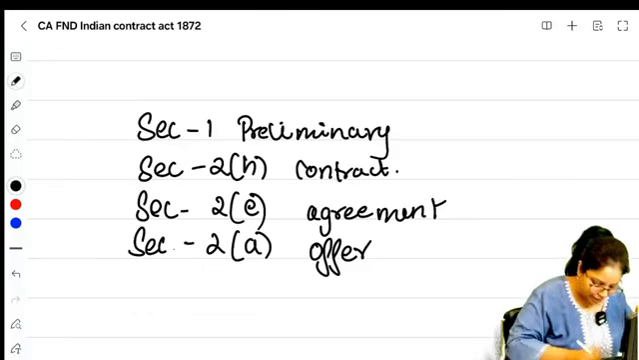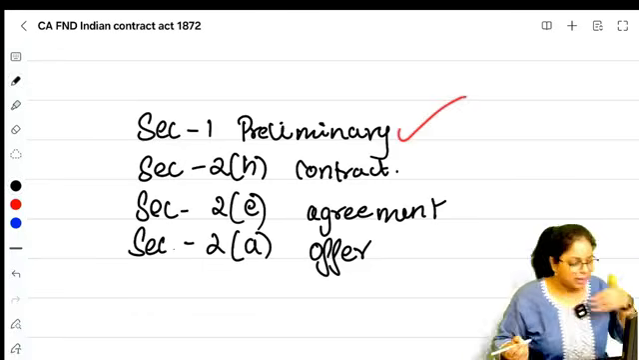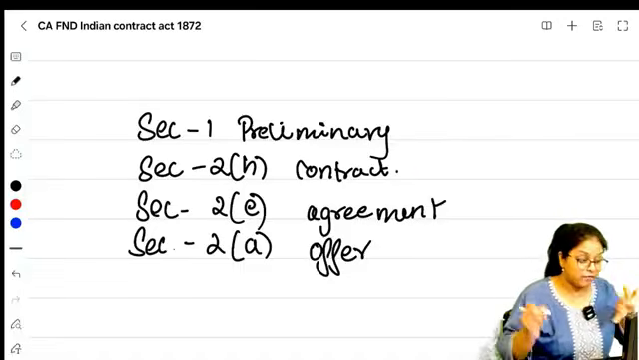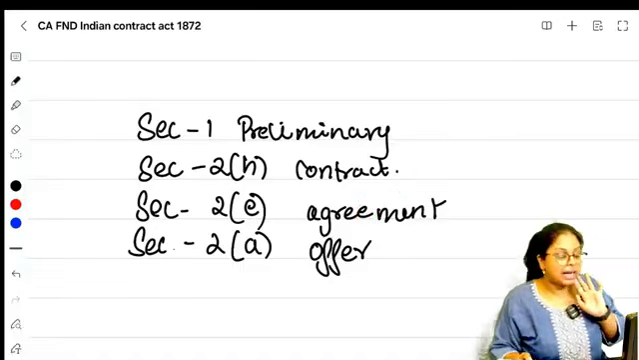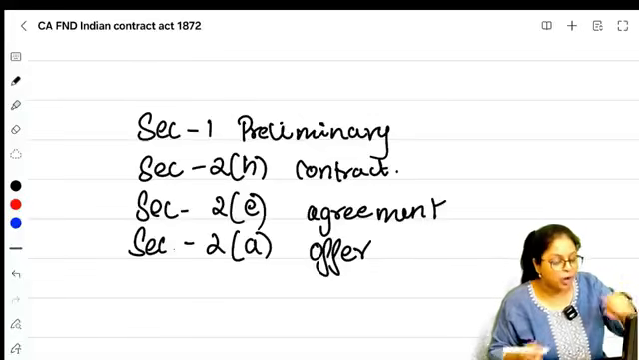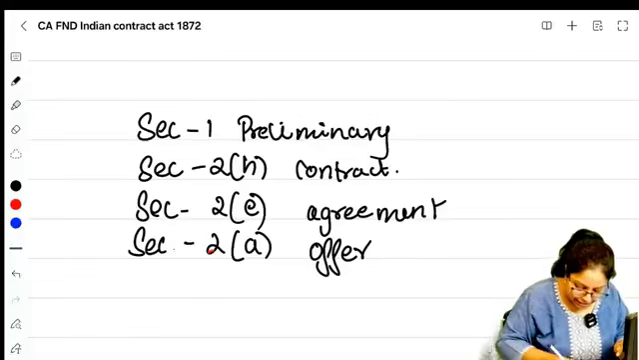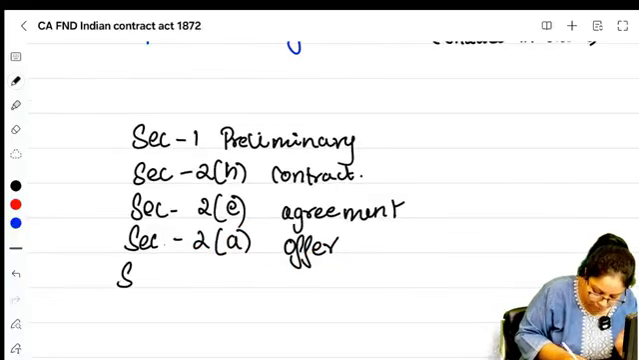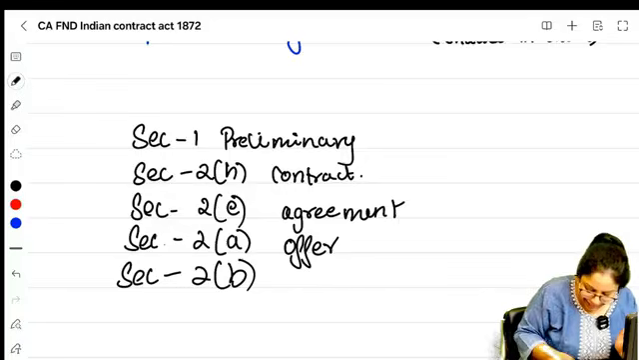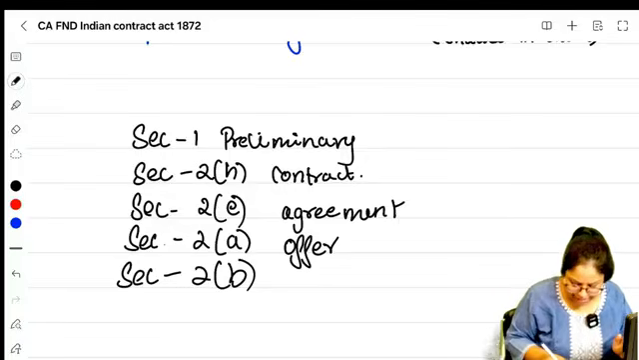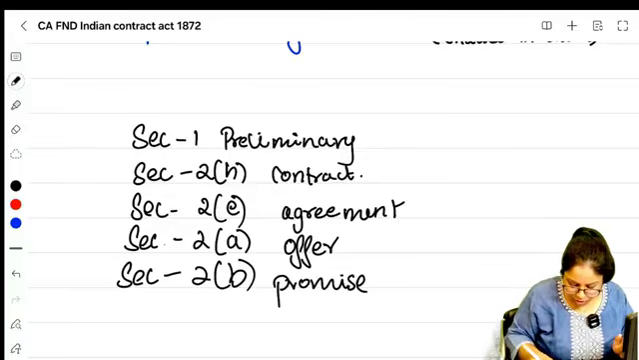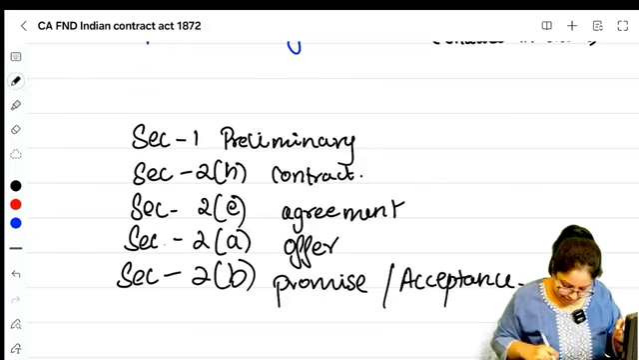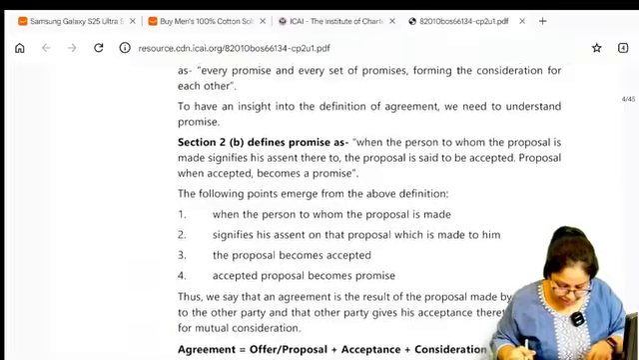Absolutely clear. Very good. So far we have completed preliminary, which is section 1. 2H, which is contract. Contract means agreement which is enforceable by law. 2E means agreement, every promise or every set of promises forming consideration for each other. 2A is offer. Now we are going to do section 2B, which is nothing but promise or acceptance. It's a very important section. What do you mean by promise or acceptance?